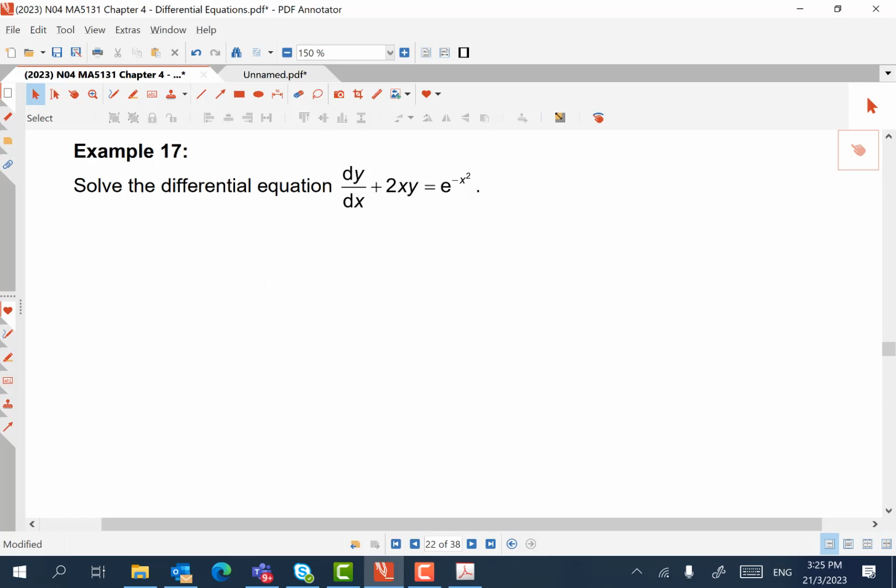Okay, example 17. How do we make it exact? You need this magic, you know. Okay, you need magic power.